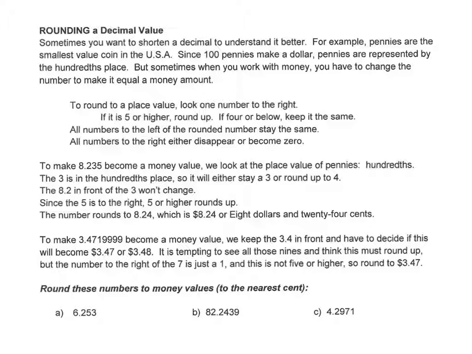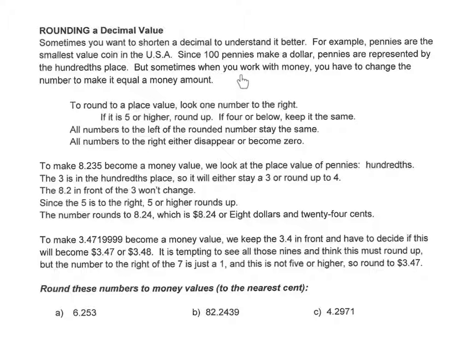Now turn over to the back. We have rounding a decimal value. Sometimes you want to shorten a decimal to understand it better. For example, pennies are the smallest value coin in the USA. Since 100 pennies make $1, pennies are represented by the hundredths place. So when I tell you to round to the nearest cent, you're rounding to the nearest hundredths place.